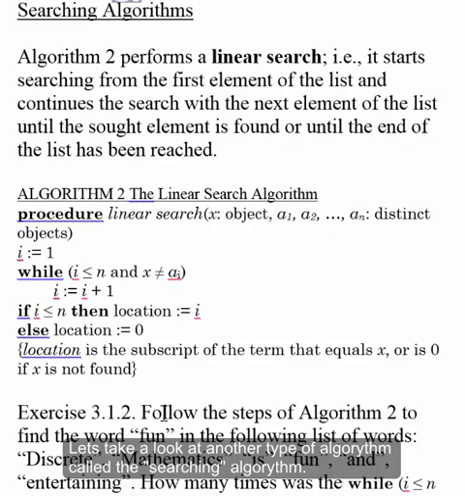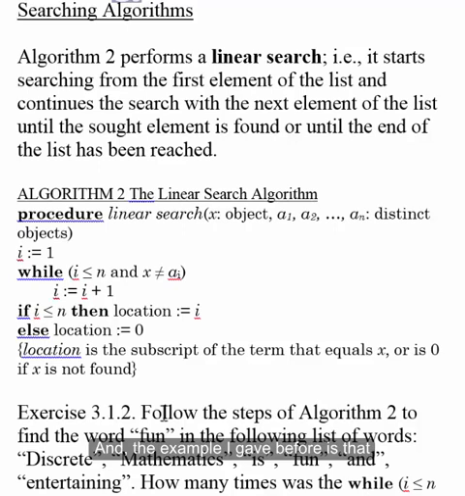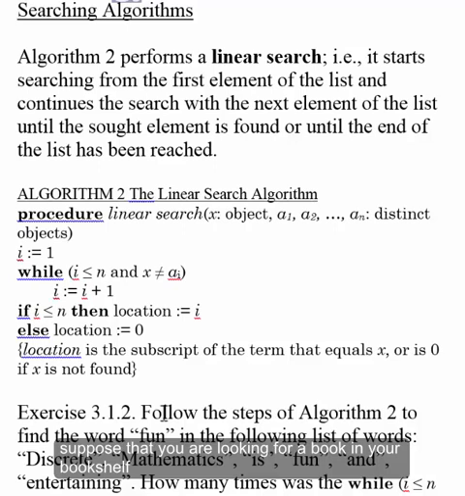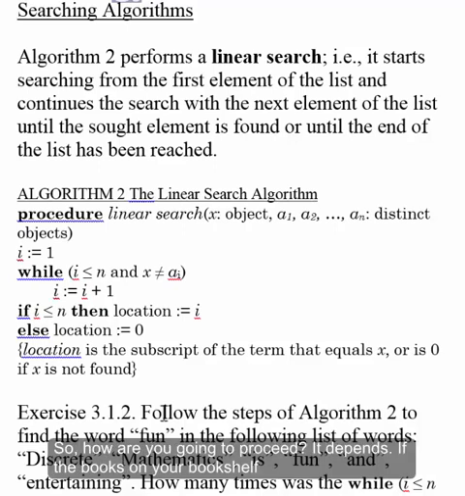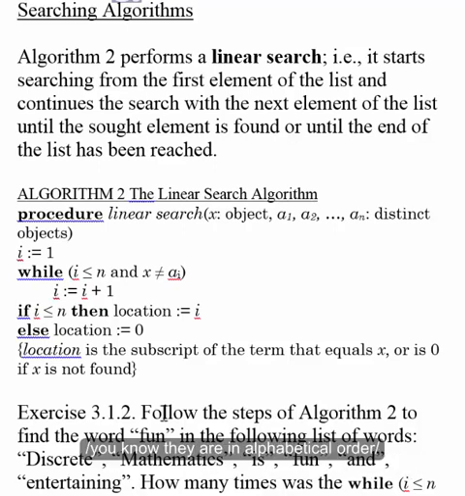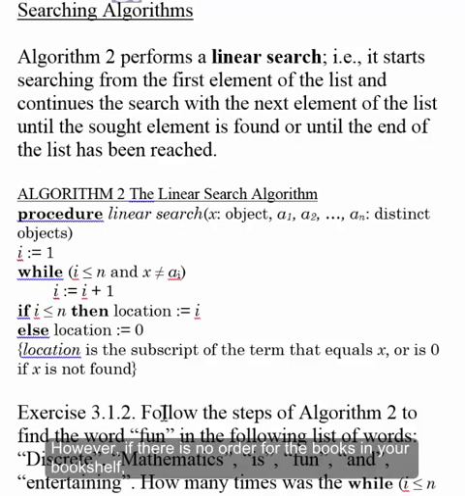Let's take a look at some sort of algorithms called searching algorithms. And as the example that I gave before, suppose that you're looking for a book in your bookshelf. So how are you going to proceed? It depends. If the books in your bookshelf, you know they are in alphabetical order, then things become much easier. However, if there is no order for the books in your bookshelf, then you have to basically just go through the whole list of books until you find what you're looking for.